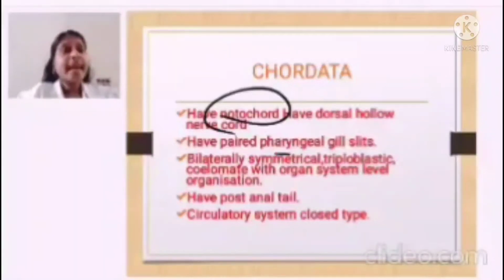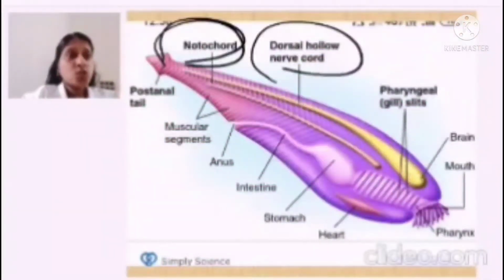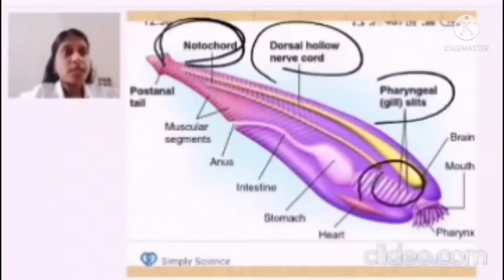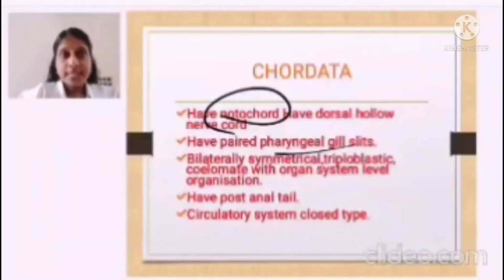Then they have pharyngeal gill slits. So this one is the gill slits. The gill slits help in breathing; they are present in animals which live in water, and they respire with the help of these gill slits. So that is present in these animals, right? That is the second characteristic.